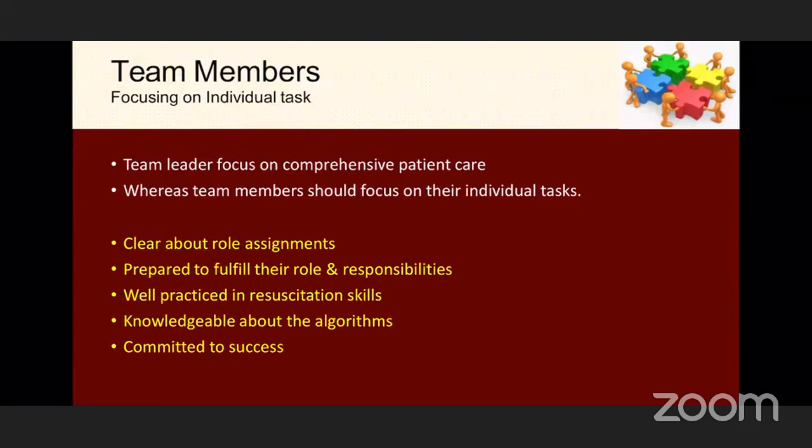As the team leader has comprehensive patient care, his complete focus is on it. But while we are team members, we should focus on our individual task. It means we should be very clear about role assignment. We should be prepared to fulfill our roles and responsibilities, and we should be very well practiced in resuscitation skills. It also means knowing our limitations. If we know the boundaries of our expertise, we are able to ask for help early, before the resuscitation efforts go worse. This is known as knowing our limitations. And for sure, we are knowledgeable about the algorithms and committed to success.